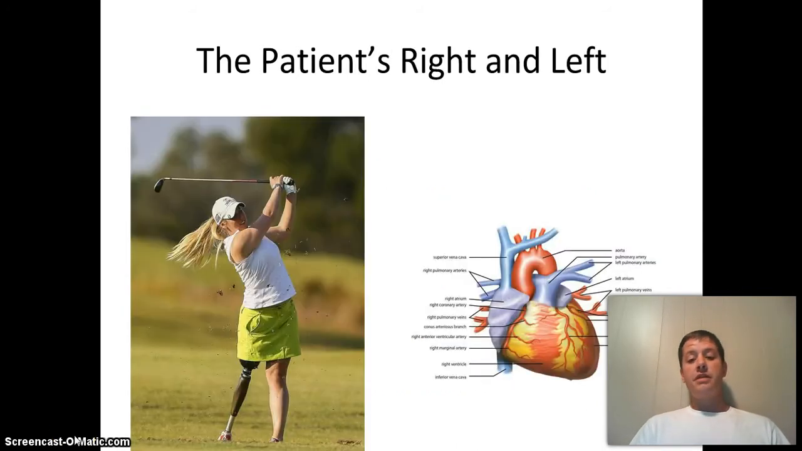So understanding the right and left, first of all, you need to understand that we always look at things from the patient's perspective. So right here, this golfer, this is her right side. She has a right leg that's amputated, and here's going to be her left side. So this would be her right arm, this would be her left arm. If this is a diagram of her heart sitting in her chest this way, this would be the left side, and this would be the right side.